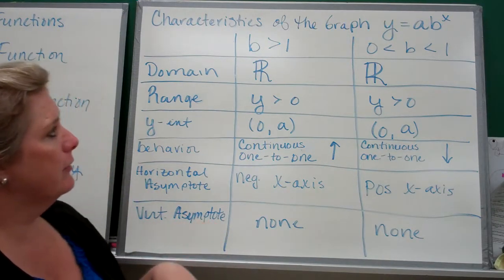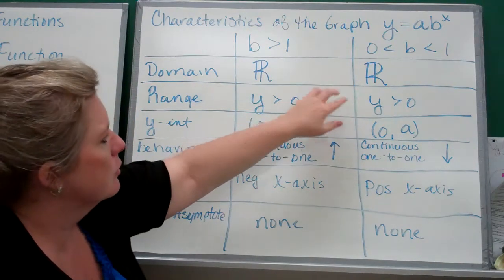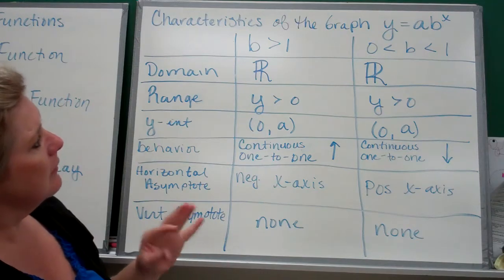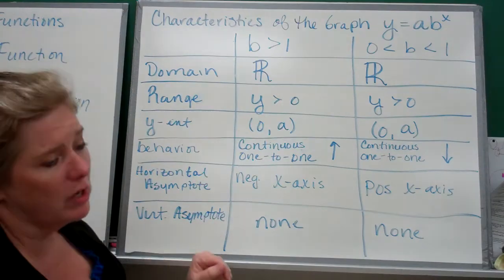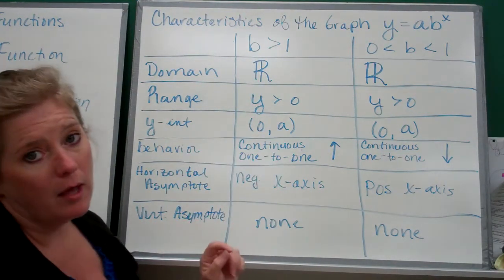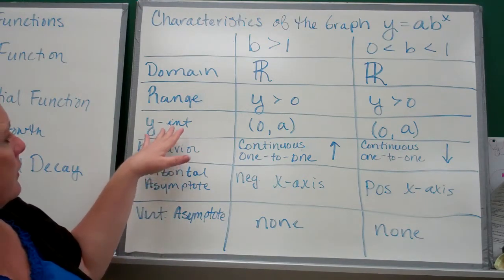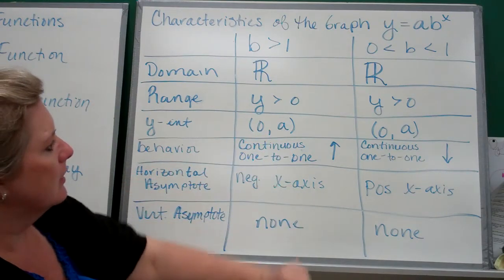The range will vary if, say, a is negative. If a is negative, then that flips it over, so it's going to flip over this sign. If there is a vertical shift, that's going to change your range as well, up or down, by whatever that number would be.